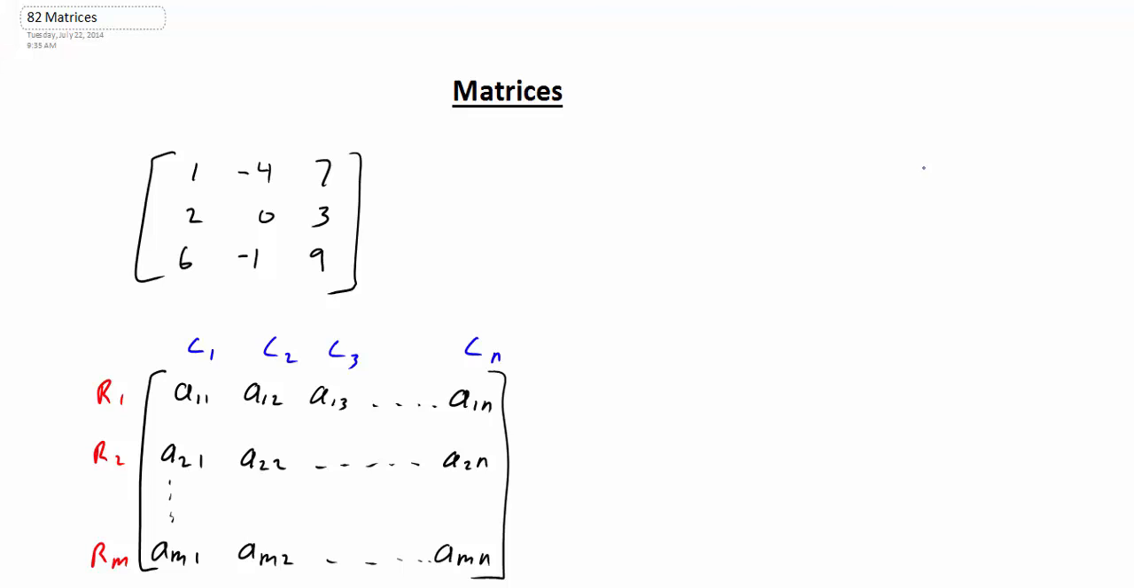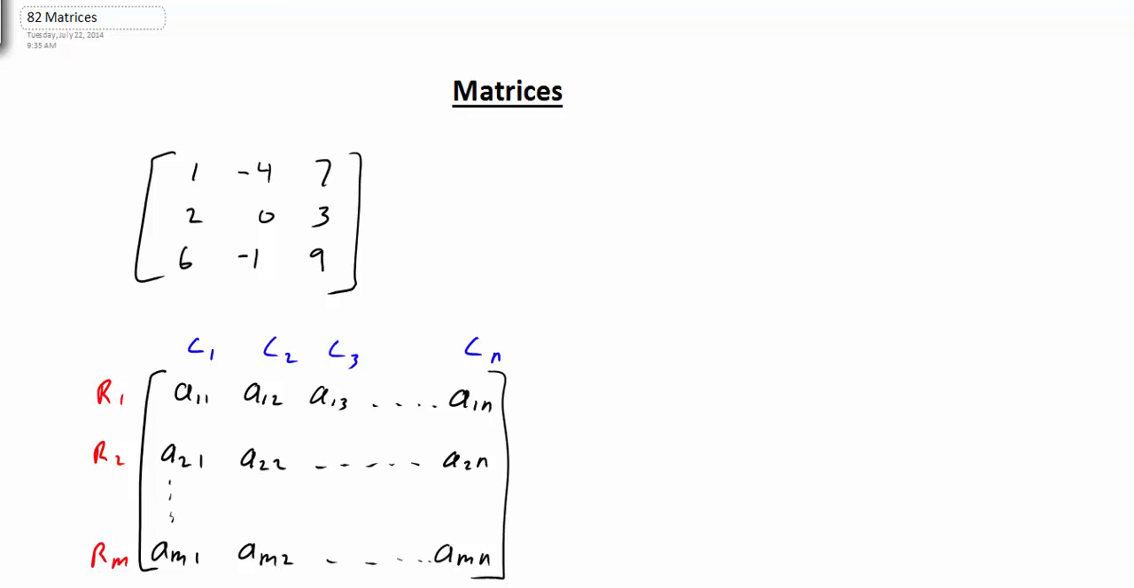Now we're going to look at matrices in this video, and basically all that a matrix is, is a way that we can write our numbers in a series of rows and columns. An example we have here is 1, -4, 7, 2, 0, 3, 6, -1, and 9. And we're going to look at how we can eventually transform our linear system of equations into a matrix, which will make it easier to solve our systems of equations that we did in the previous videos.